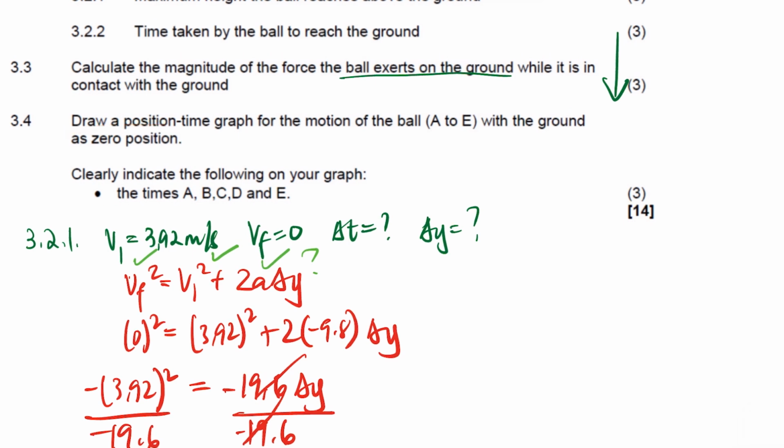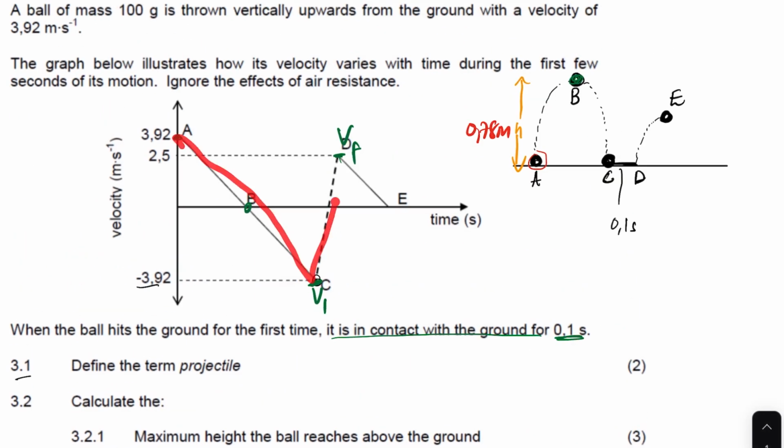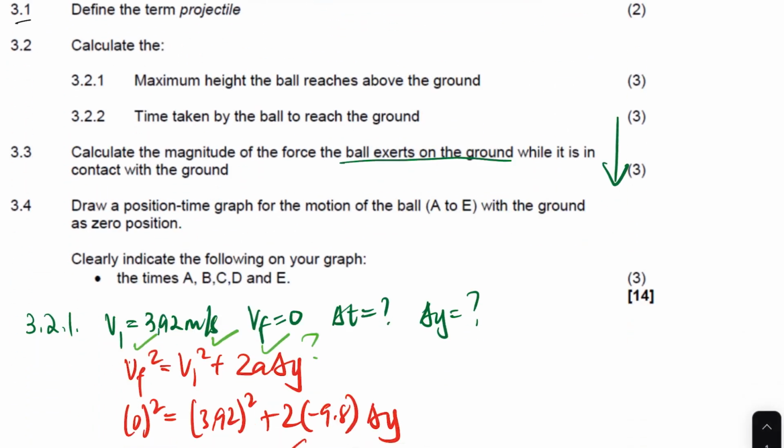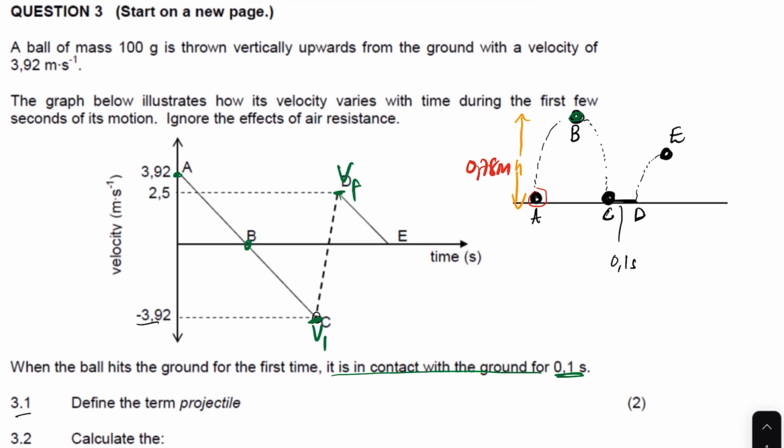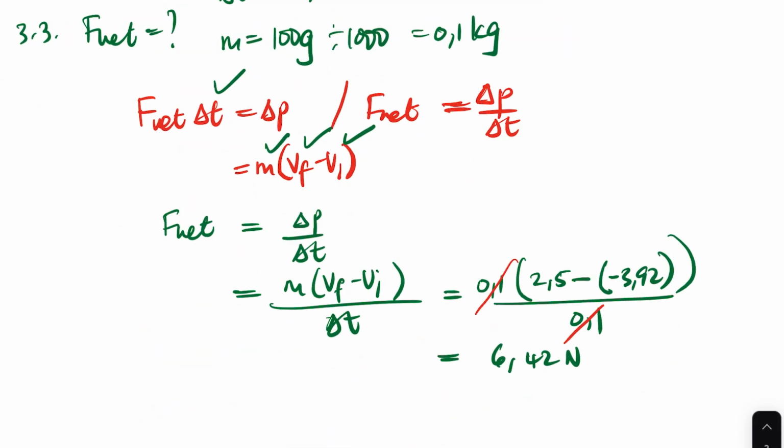Draw the position-time graph for the motion of the ball from A to E. So they mean the entire motion of the ball from A, B, C, D, E. We need to show that with the ground as the zero position. So we take the ground as the zero position, so our Cartesian plane is going to be there, and our graph is going to be like that. Simple as that.